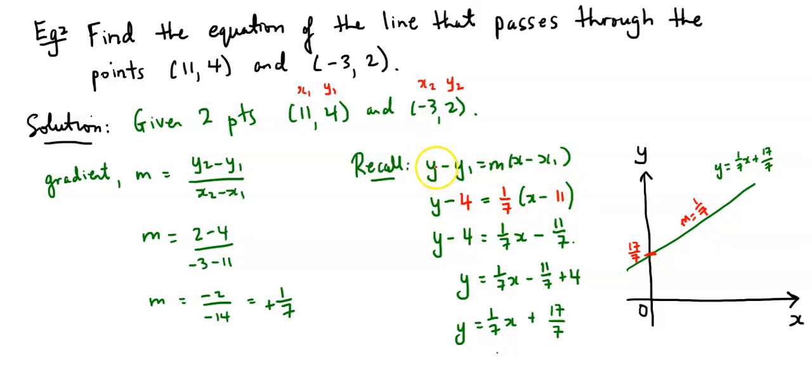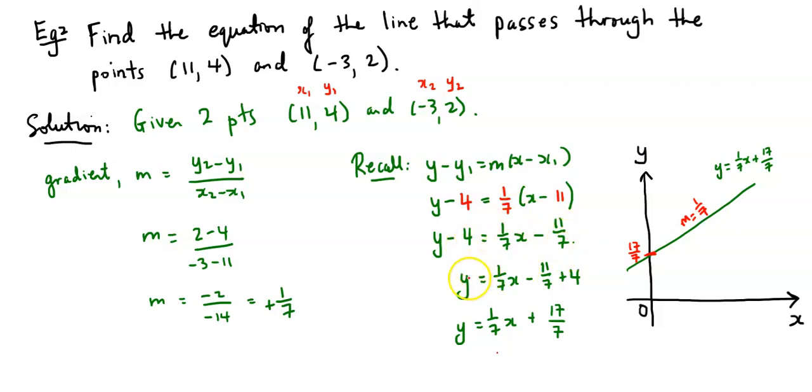Notice that this y here at the beginning remains the same. We do not substitute for this y, we only substitute for y1. Likewise, this x here remains in the equation itself. So we do not substitute for it, we only substitute for the x1. So we have y minus 4 is equal to, multiplying the brackets, 1/7 x minus 11 by 1/7 is 11/7.